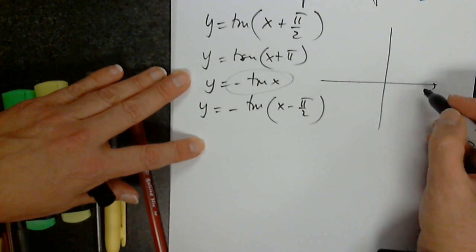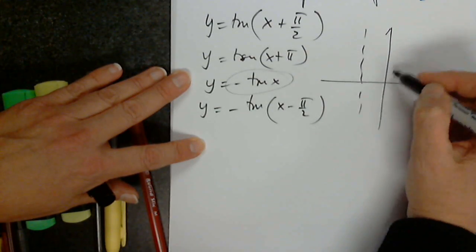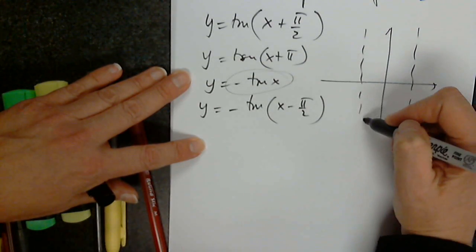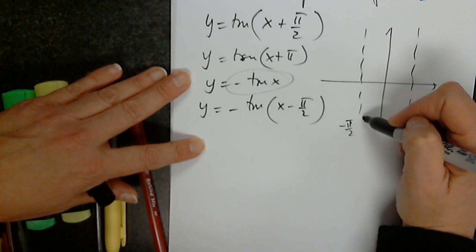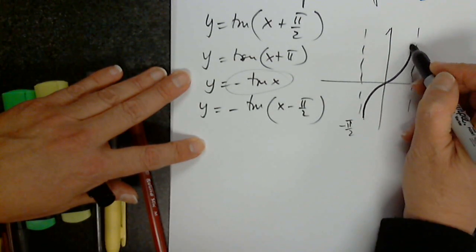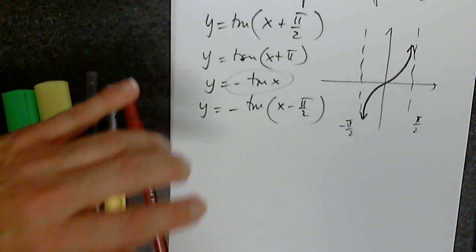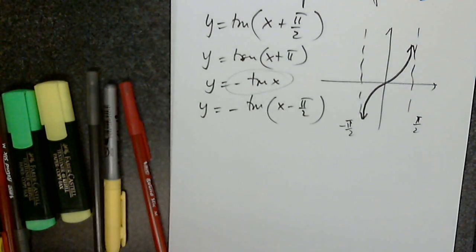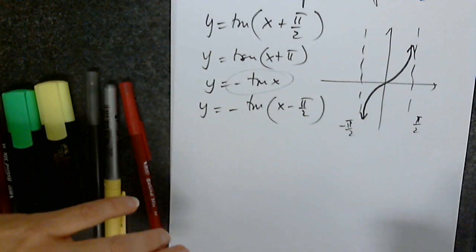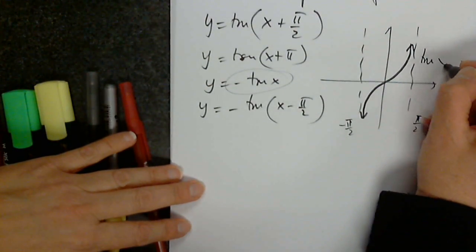I hope you remember that the function has vertical asymptotes, at negative pi over 2 and at pi over 2, and this is the graph. We said it's similar to x cubed, but x cubed does not have vertical asymptotes. X cubed goes on forever. The tangent is limited between negative pi over 2 and pi over 2. So this is tangent x.